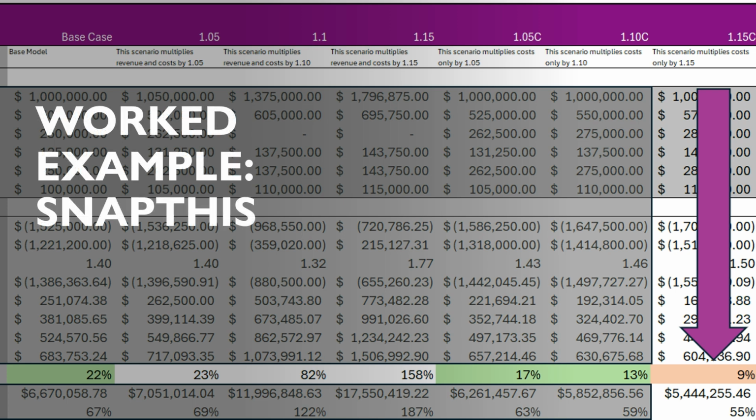The analyst ran 6 different scenarios. The first 3 assumed a steady 5, 10, and 15% increase in revenue and costs over 5 years. The last 3 assumed a 5, 10, 15% increase in costs only over 5 years. Generally, this small project appeared to justify the investment over 5 years.